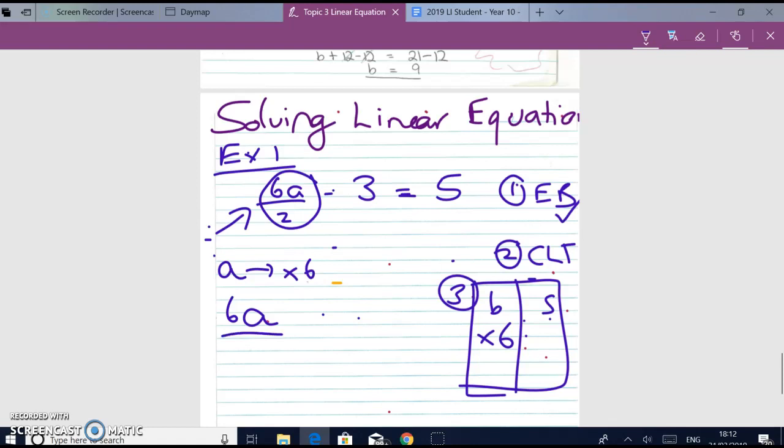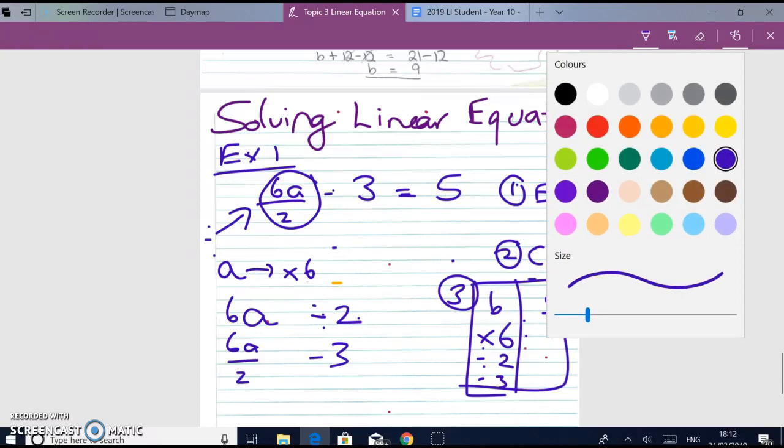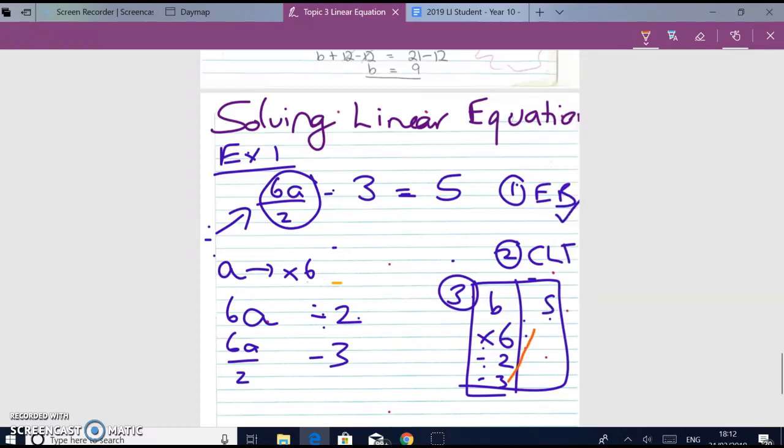Then we divided it by 2 because we divide all of 6a by 2. And then we took away 3. So my steps are divide by 2, which is 6 over 2, and then take 3. Now my solving steps, remember they're going to be starting from the bottom one and going up. So the opposite of take 3 is plus 3. The opposite of divide by 2 is multiply by 2. And the opposite of times 6 is divide by 6. So that's the order I'm going to do it in.